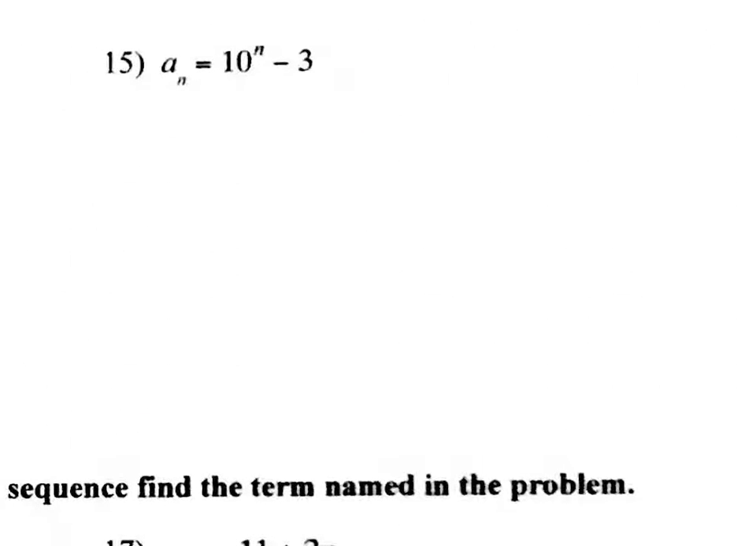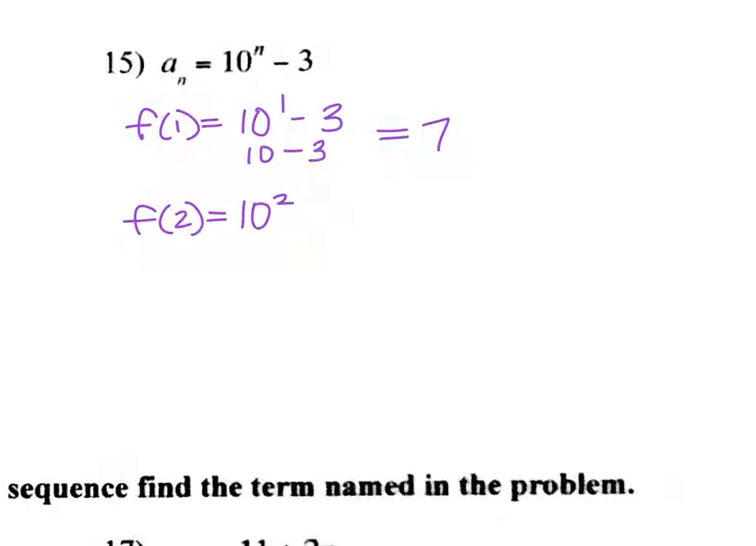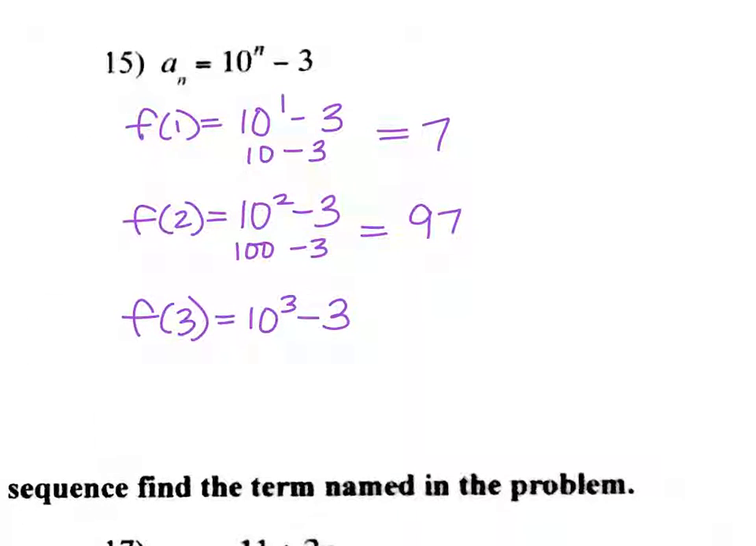Okay, this one, same idea. We can plug straight in because there's no previous. So f of 1 equals 10 to the 1 power minus 3. If you don't know, 10 to the 1 power is just 10. So 10 minus 3 is 7. F of 2, 10 to the 2nd power minus 3. 10 times 10 is 100 minus 3, which is going to give me 97. F of 3, 10 to the 3rd minus 3.